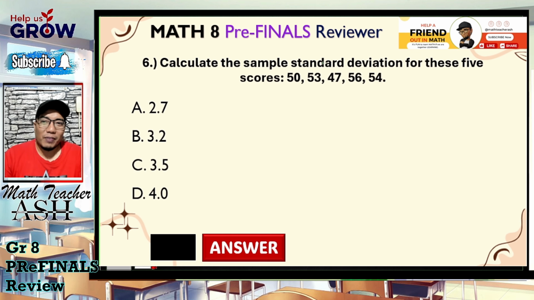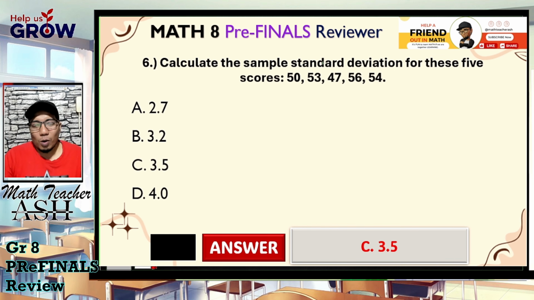Now this 12.5, my dear math learner, we need to get the square root in order for us to get the sample standard deviation. So what is the square root of 12.5? Very good, my dear math learners. That is 3.5. Letter C is the correct answer. Let's check whether we are correct. Alright, easy, right? I hope you got that one, my dear math learners.